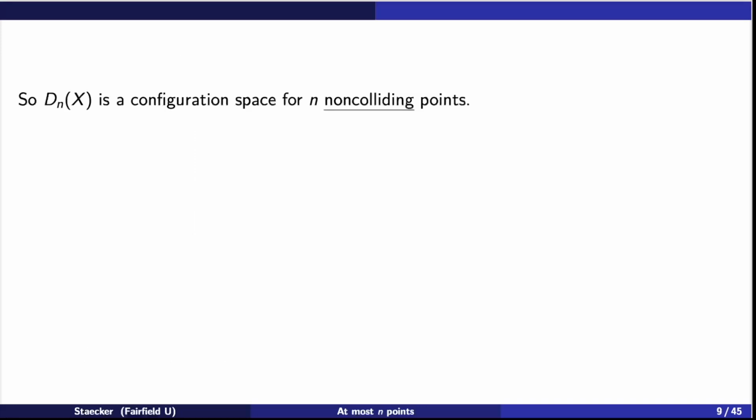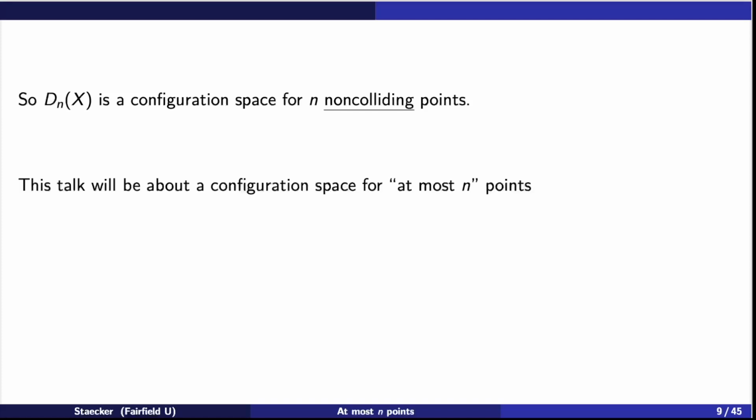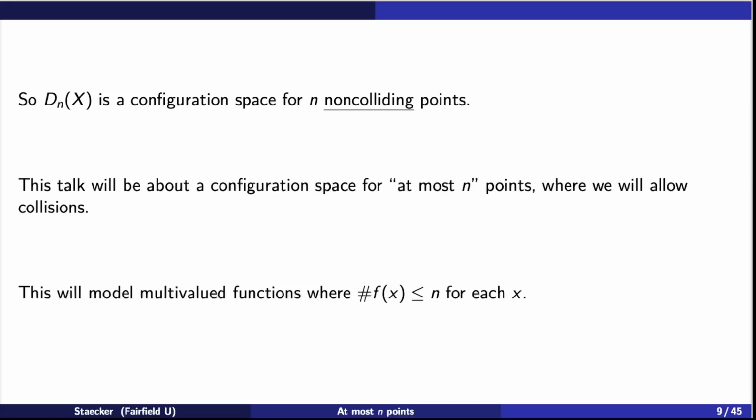All right. So Dn of x is the configuration space for non-colliding points. What I would like to talk about is a configuration space for at most n points, which is the same thing really, but we will allow collisions. And I'd like to talk about some topological properties of this kind of configuration space. All right, this would be the proper model for a function which has less than or equal to n values. At most n values is what I'm going to call a function like that.